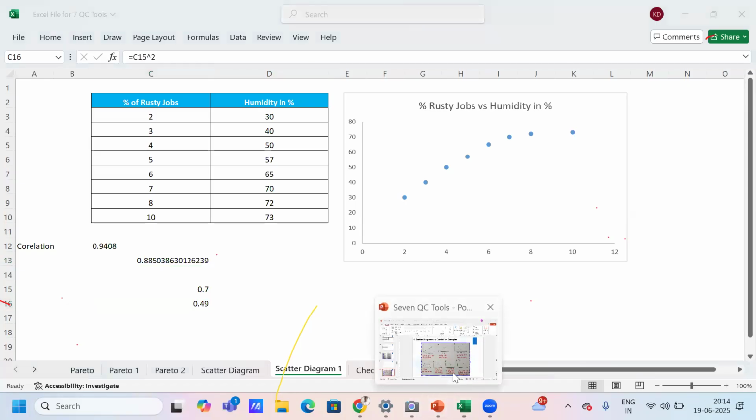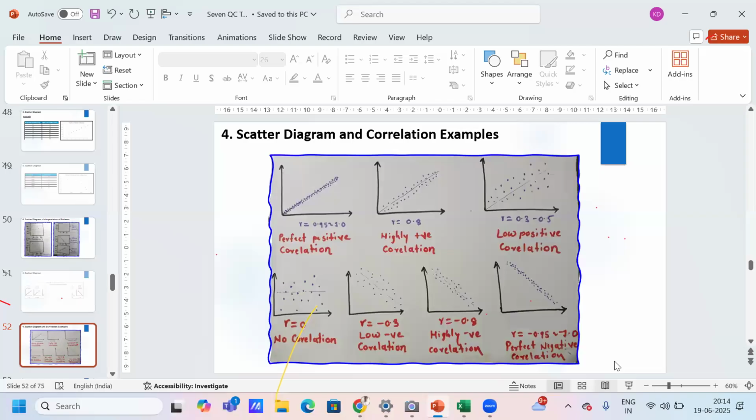Sir, instead of two, can we go for more variables? No, it is used for only two variables. It is very simple. It is not hyper statistics. I'm again telling you, these are the 7QC tools. These are very simple tools. Even your operators, even your supervisors can use them.